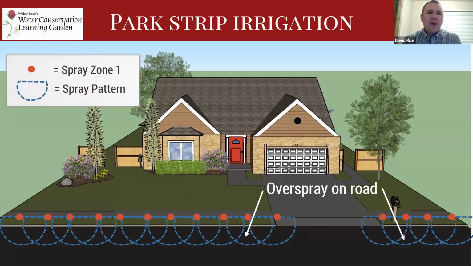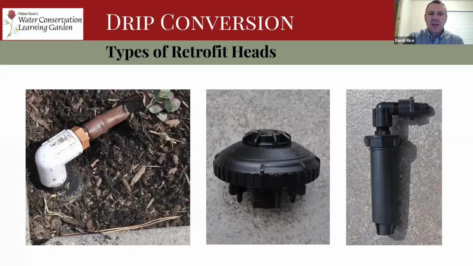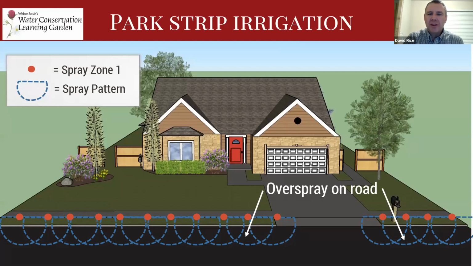So park strip irrigation, typically, this is showing spray heads and a spray zone, like where the spray heads are and how they spray. Of course, they're spraying on the road. This is kind of typical of what you might see. Some of them would be spraying back towards the home, but they'd overspray the sidewalk. Anyway, it's a challenge. But you can retrofit those spray heads. Now I'm going to get back to this same thing where we show which heads get blocked off, which ones you're going to cap, and which ones you're going to convert to a drip type of product.